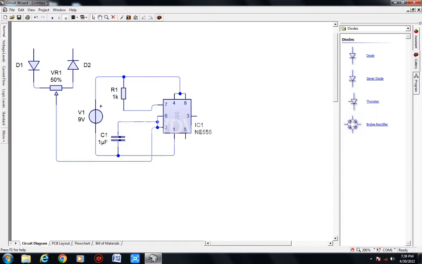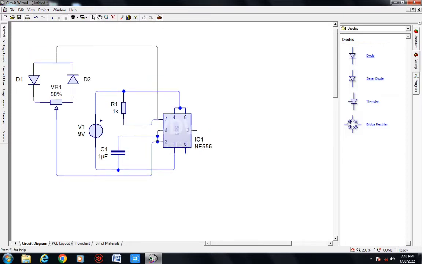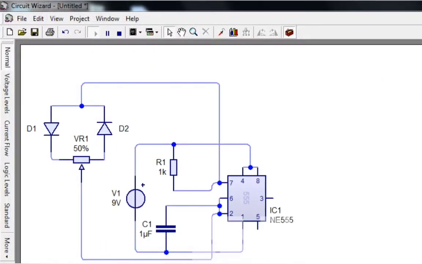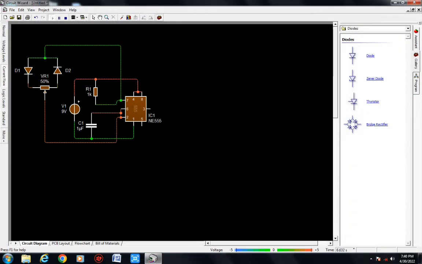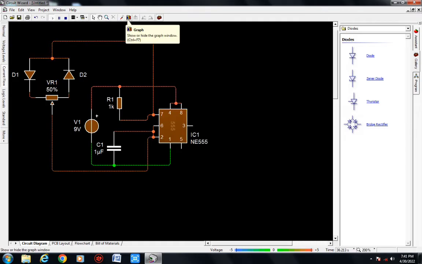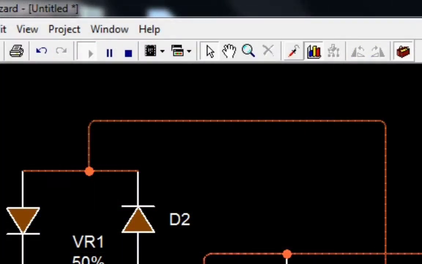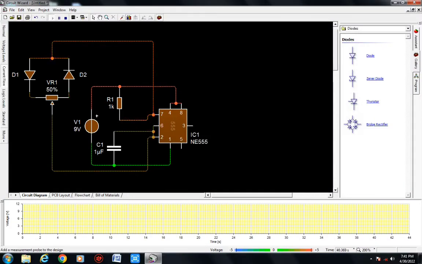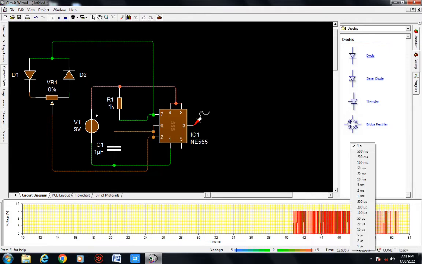So here is my circuit almost completed, and we can get the output on pin number 3. Pin number 3 is assigned for the output in the case of IC 555. The output is in the form of a square wave. Here I am choosing the graph option, and here is the red probe. This red probe is connected to pin number 3, so pin number 3 has some signals.